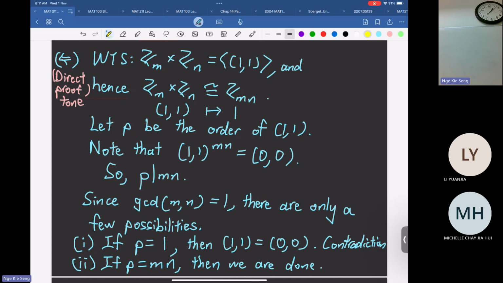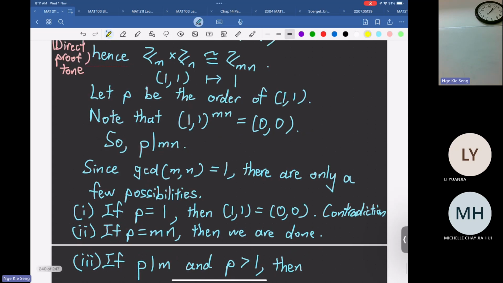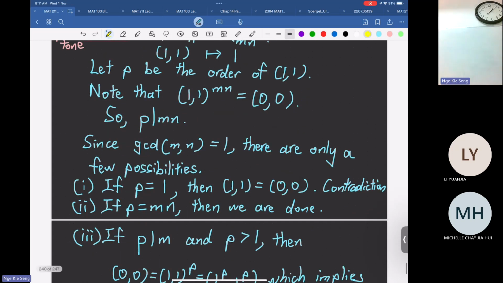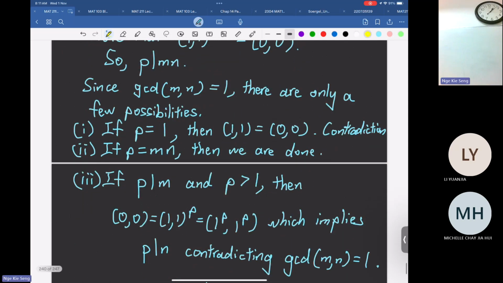How do these two arguments say the same thing in a different way? We know that the order of (1,1) must divide the order of the group. So P divides MN. Since the GCD of M and N is 1, there are only a few possibilities here. Either P equals 1, P equals MN, or P is a divisor of M, or a divisor of N.